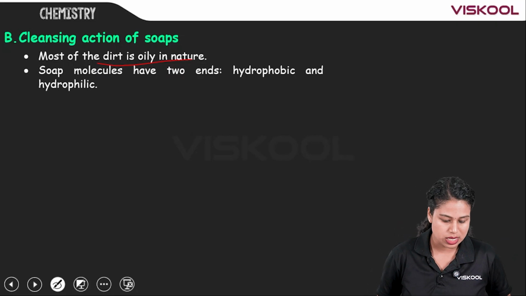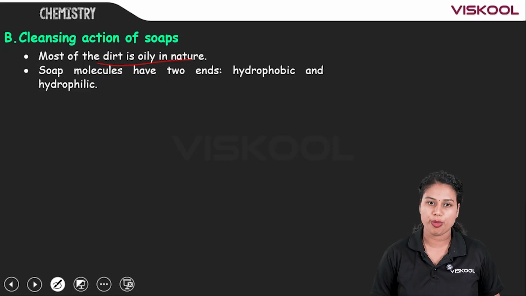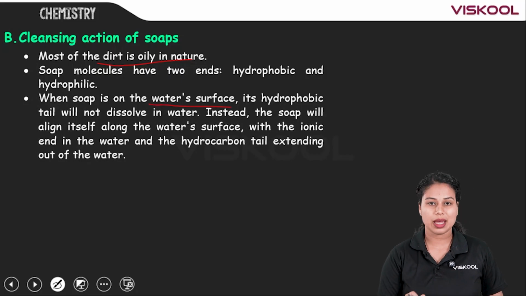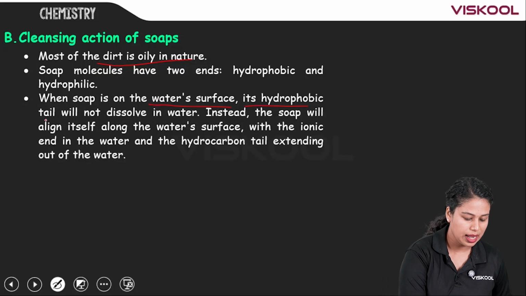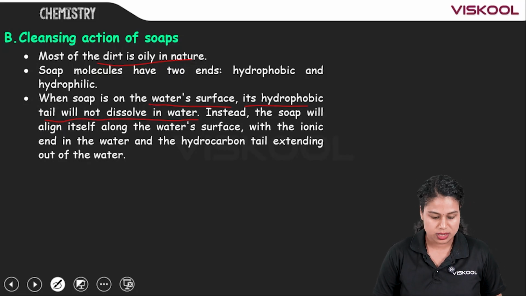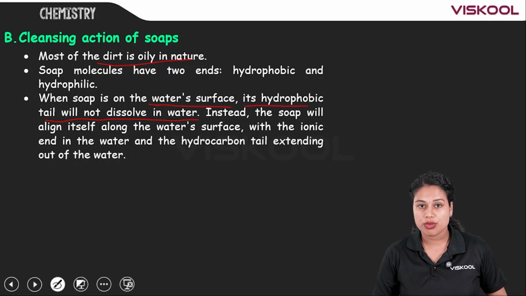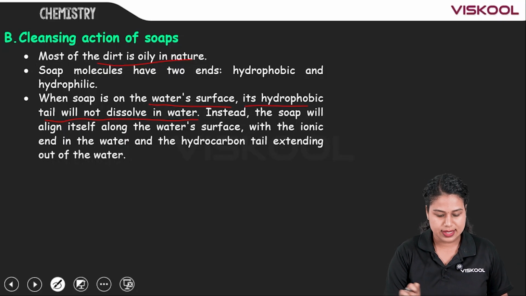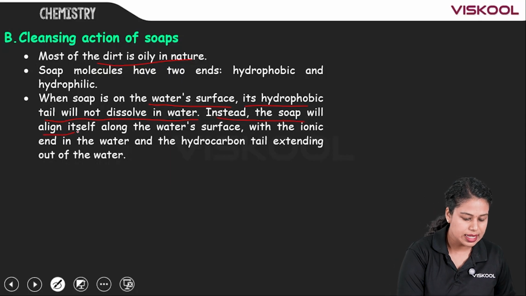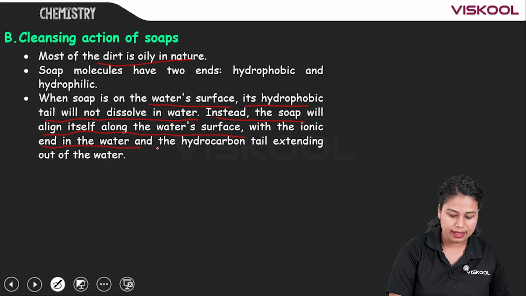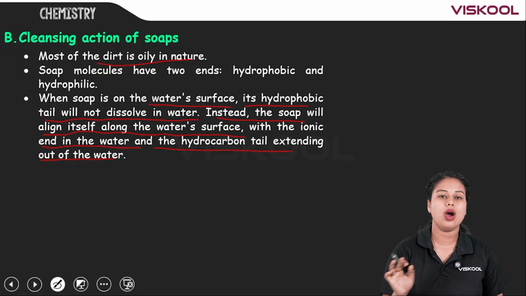Soap molecules have two ends, the hydrophobic and the hydrophilic end. When soap is on the water surface, what happens? Its hydrophobic tail will not dissolve in water because it is soluble in oil only. Instead, the soap will align itself along the water surface with the ionic end in the water and the hydrocarbon tail extending out of the water.